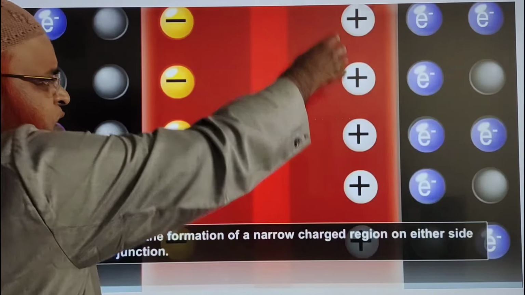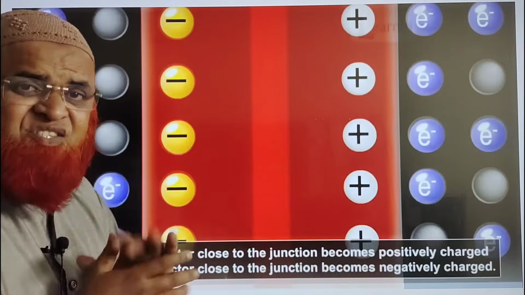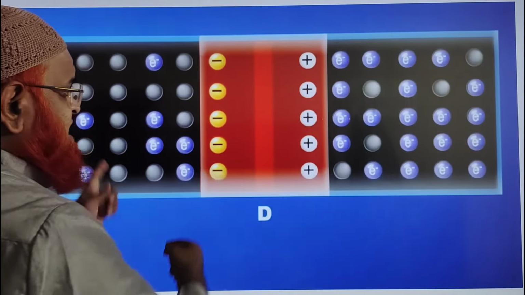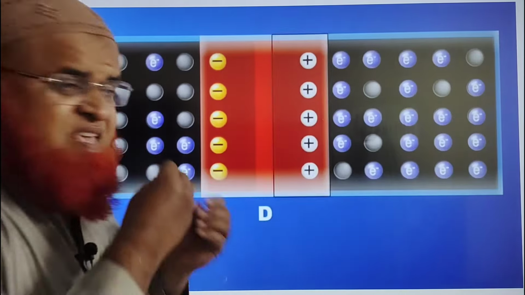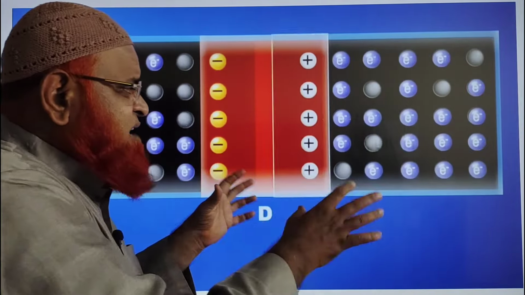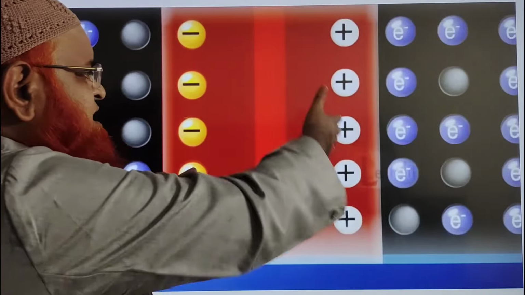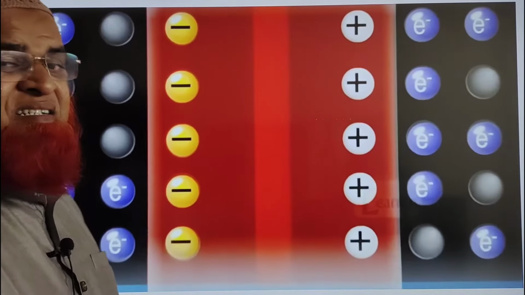Here you are going to see positive and negative charges which are called immobile charge carriers. They don't have any mobility. They don't allow even further movement of electrons and holes. They will stop. This is called a depletion region. They are depleted, emptied of electrons and holes. These positive and negative charges are called positive immobile charge carriers and negative immobile charge carriers.